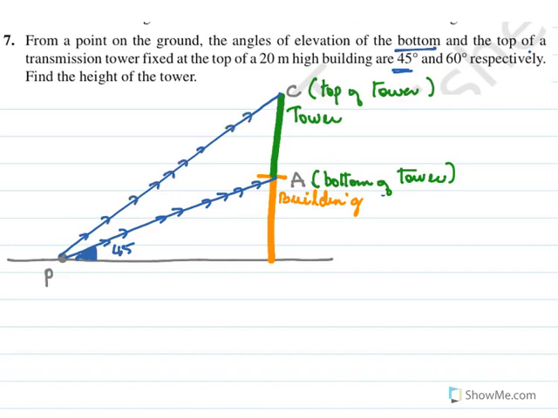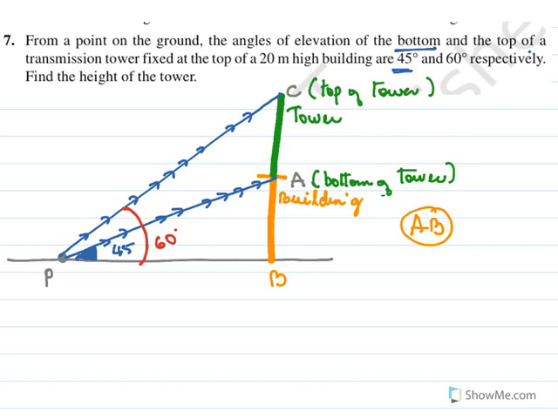He's looking at the top. And when he's looking at the top of the tower, he's now making an angle of 60. So this angle here is 60. We need to find the height of the tower. So here is point B, the height of the tower. So this AB is our question.